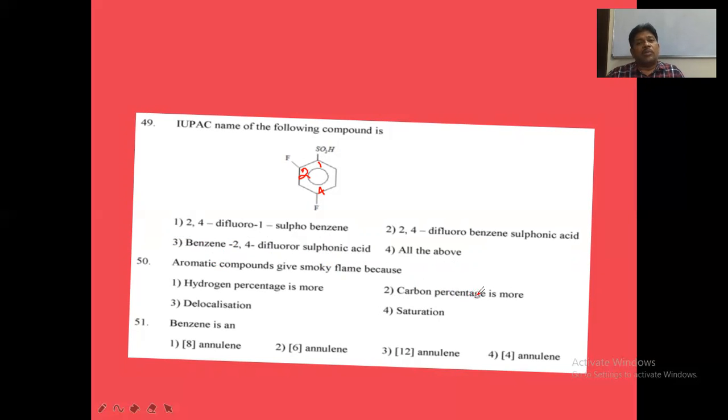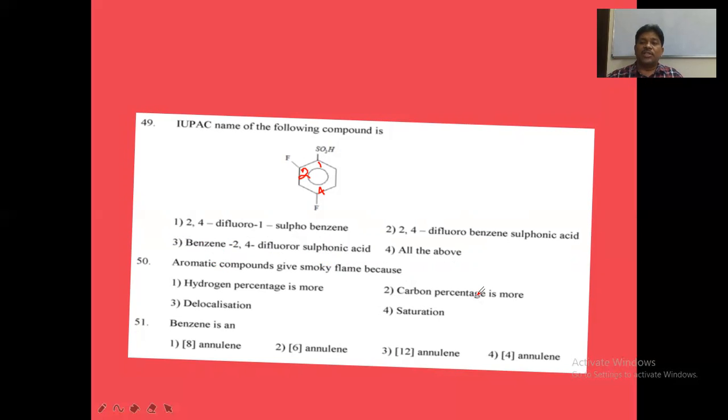How to calculate the carbon percentage in benzene? Take the benzene formula C6H6. Each carbon has atomic weight 12, and there are 6 carbons, so 12 times 6 is 72. The total is 72 for carbon plus 6 for the six hydrogens, which is 78. So 72 divided by 78 into 100 gives the carbon percentage.